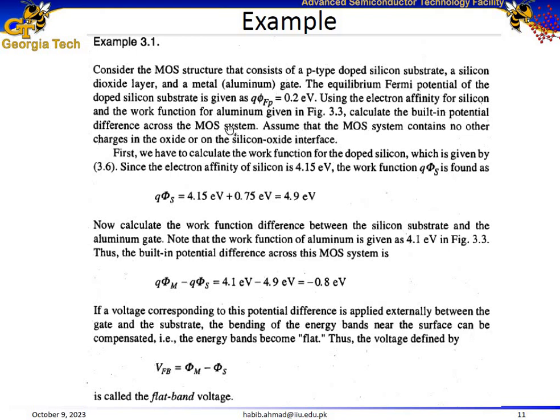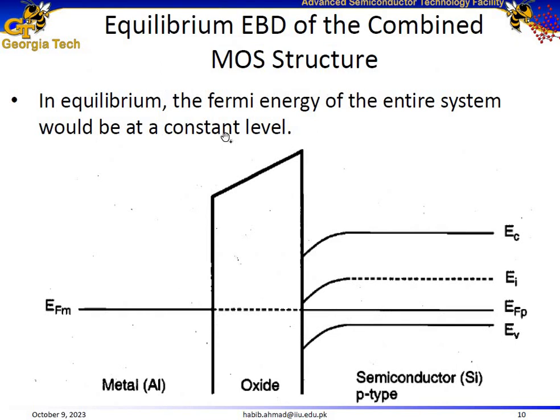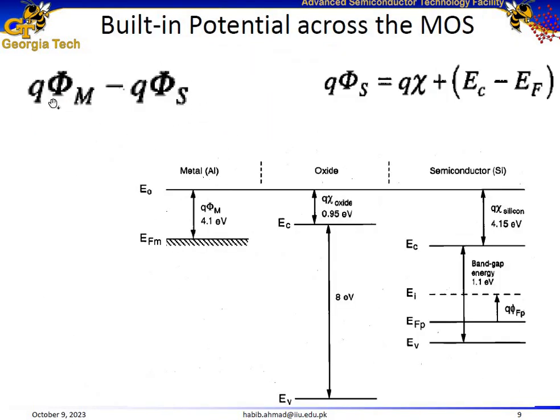So we are asked to calculate the built-in potential difference across the metal oxide semiconductor system. And we know that the built-in potential can be calculated using this simple formula, phi m minus the work function of the semiconductor, which is actually the addition of chi plus EC minus EI plus EI minus EF, or otherwise we can say it's the addition of chi plus EC minus EF. Now, in that example, phi Fp is given. It is 0.2 electron volts. EI minus EF is 0.2 electron volts. And we know the value of chi as well.